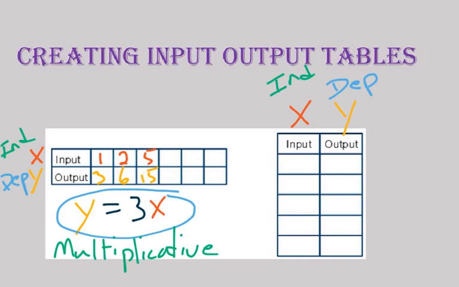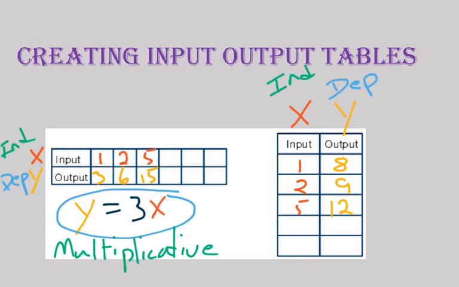Let's say we input a 1 and we get an output of 8. We input a 2 and we get an output of 9. Or again, we'll jump to 5 and we get an output of 12. There's a relationship going on here as well, but this one is an additive relationship.